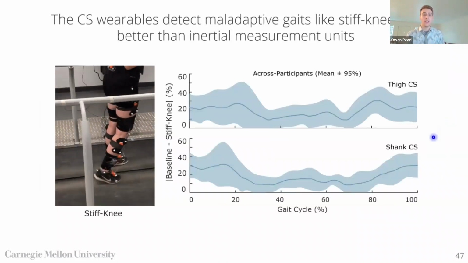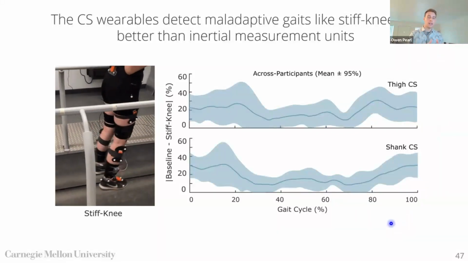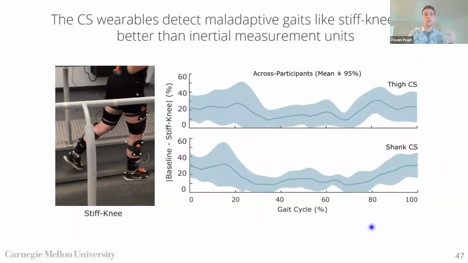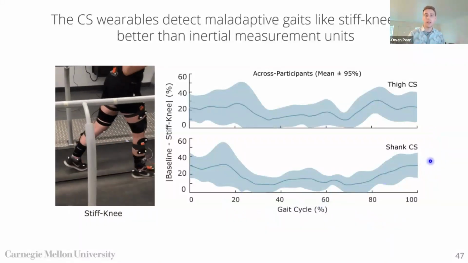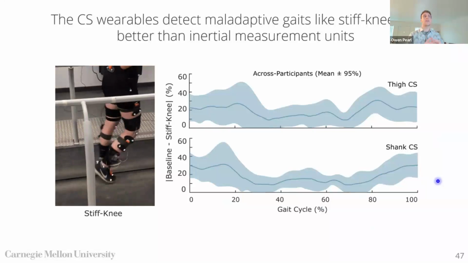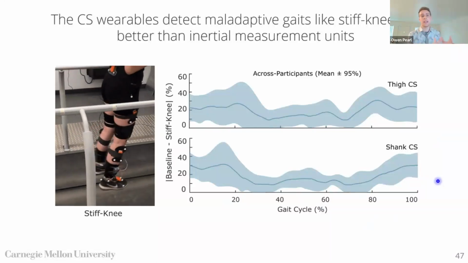And so the question here is, can we use capacitive sensors to monitor this type of adaptation? And it turns out that if you take the baseline and stiffening capacitance sensing profiles and you subtract them and look for the difference between them, and then you look at that difference across participants, there are some trends that really emerge at both the thigh and the shank for detecting how someone is modifying their gait. So this is really exciting because it shows that there's a lot of potential to use capacitive sensing to actually monitor someone's gait if we had a database of how other individuals were changing their gait as well.